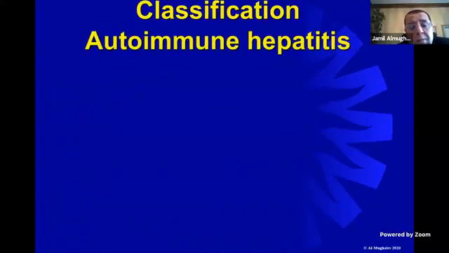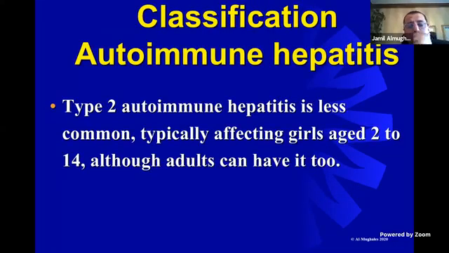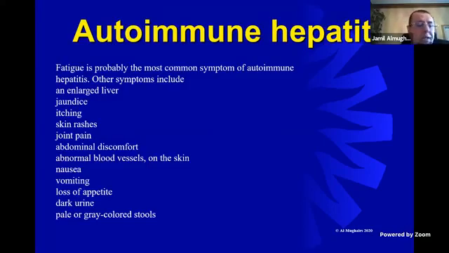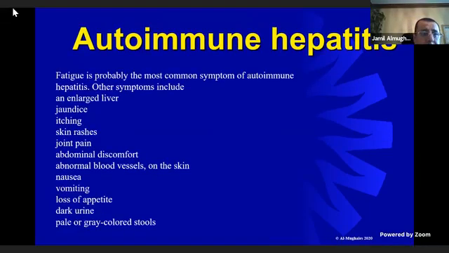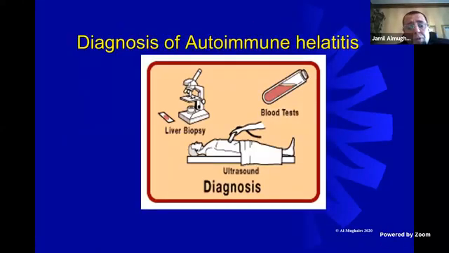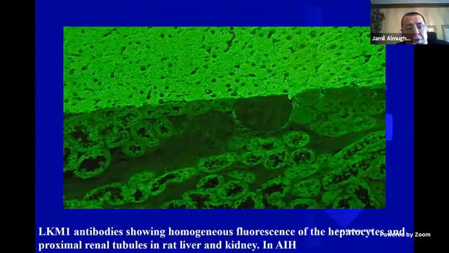In immunology, autoimmune hepatitis is classified into type 1, the common form in North America, and type 2 autoimmune hepatitis, typically affecting girls around age 20. The patient comes with fatigue, hepatitis, jaundice, skin itching, joint pain, abdominal discomfort, many clinical pictures. If you see these pictures in patients, you might think this patient might have autoimmune disease, but you have to take the blood of the patient and then do the antibody screening for the patient.